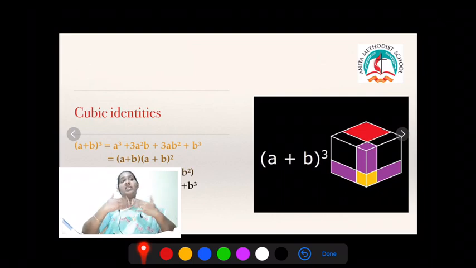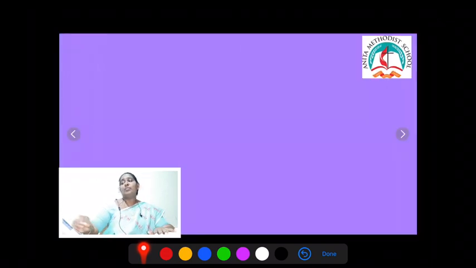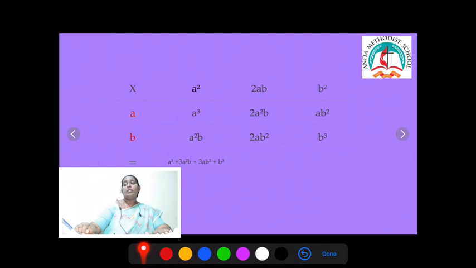The same way we have (a - b) the whole cube. In the (a - b) cube place, see this, another method of multiplying, children. See this. Here first is a, b on one side, and a square, 2ab, plus b square is column wise. Row wise and column wise. How do you multiply? Now a into a square, a cube. a into 2ab, 2a square b. a into b square, ab square.